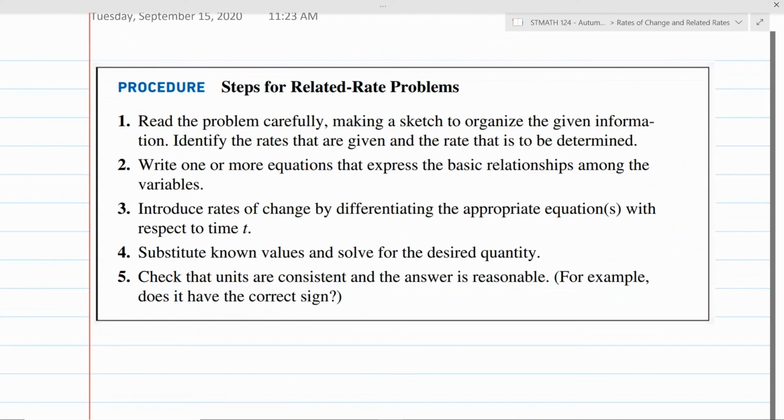You can write down these steps, which is good, maybe if you ever get stuck on one of these problems, you want to go back to this and make sure that you're doing all these things. Of course, read the problem carefully, draw a picture, identify the rates that are given and the rates that are to be determined. So that's when I wrote given and find a minute ago. Write down one or more equations that express basic relationships among the variables. Then you differentiate the appropriate equation with respect to t, like we did. And then you substitute known values and solve for the desired quantity. So remember when we substituted 100 in for dv dt, and then at some point we put in r equals 20. And then at the end you look at your answer and ask, does that make sense?